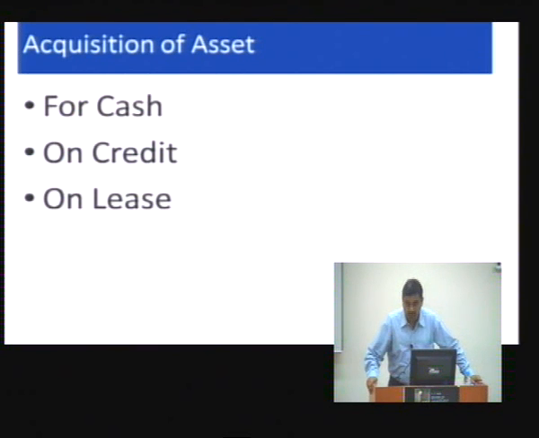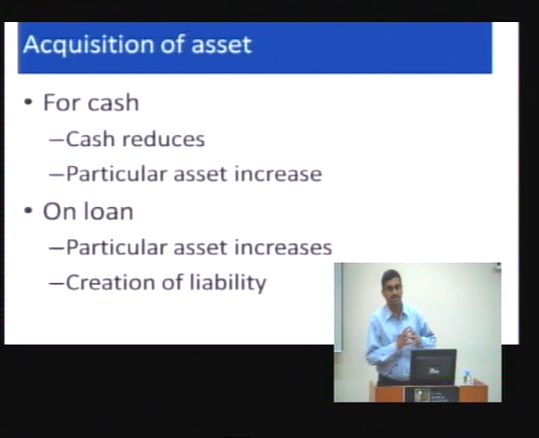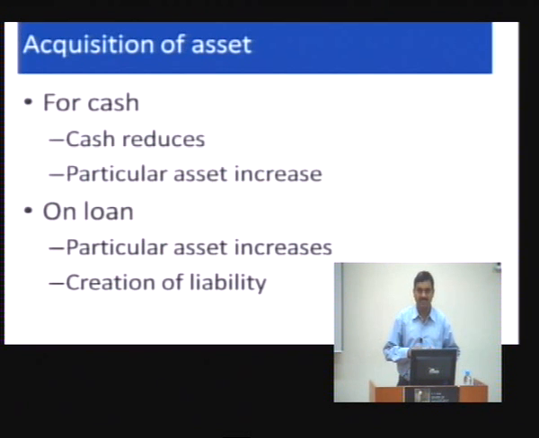An asset can be acquired either for cash, or for credit, or on lease. If you acquire for cash, cash reduces and the particular asset goes up. If you acquire on a lease, the particular asset increases and a corresponding liability is created.